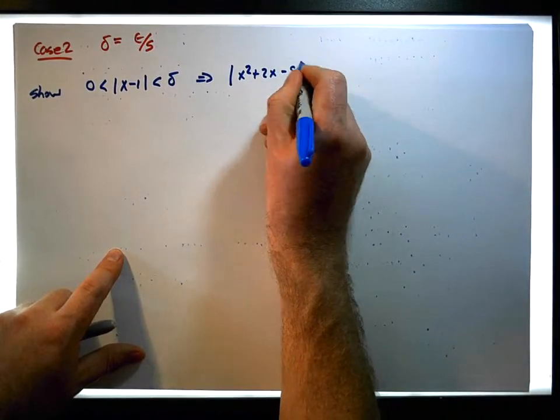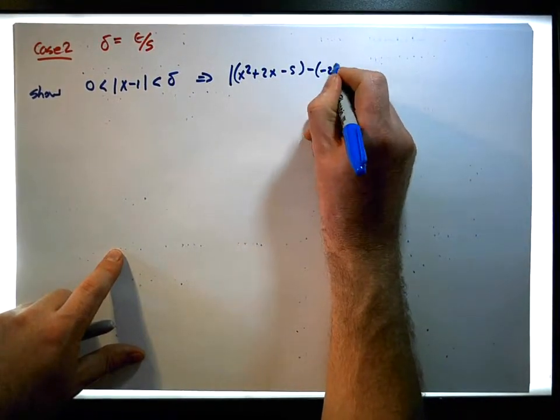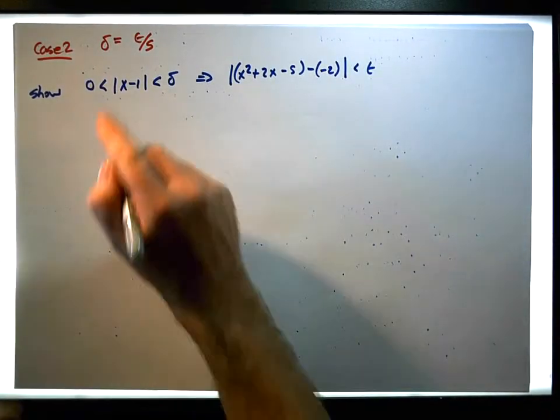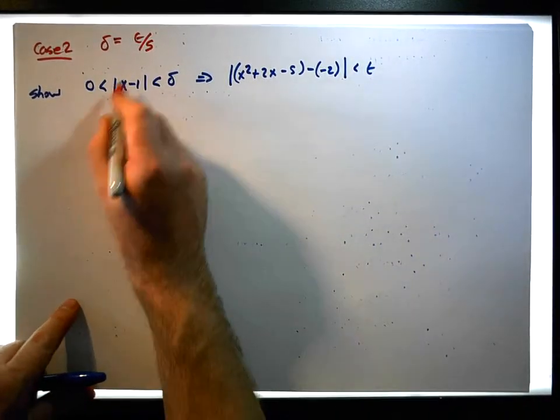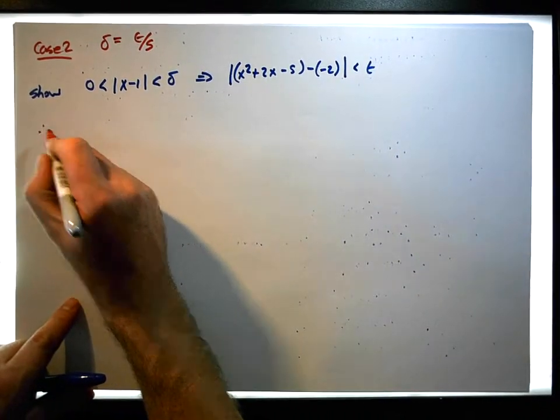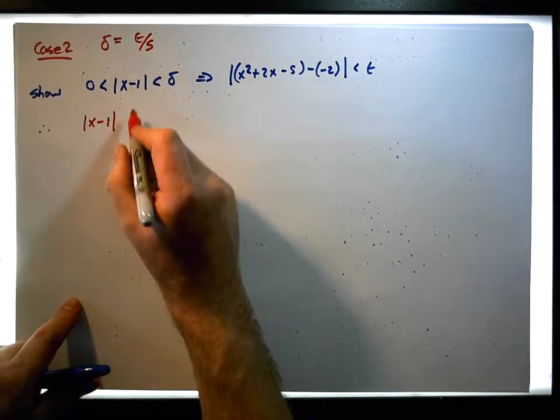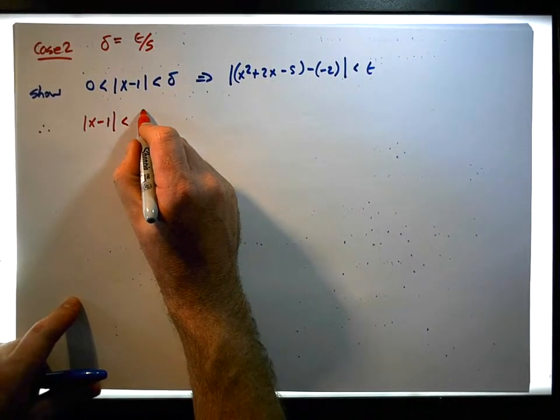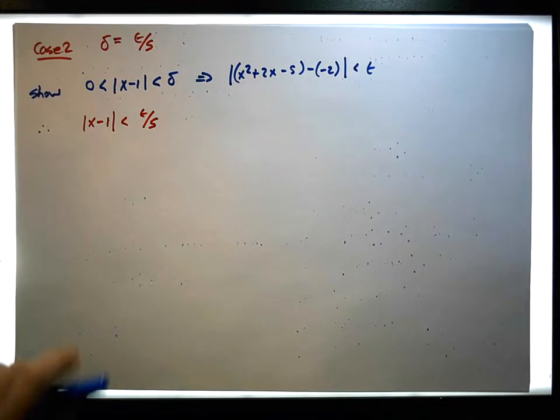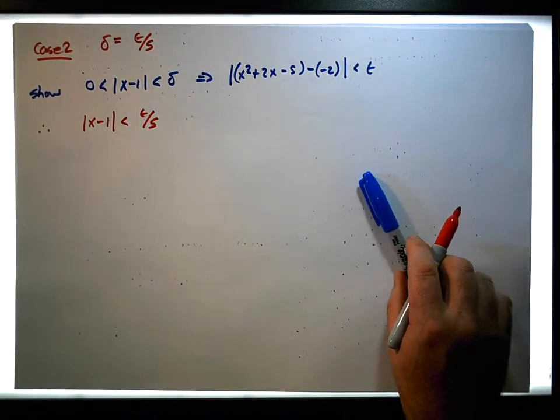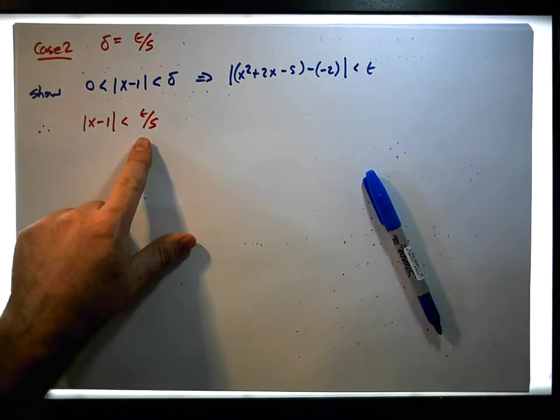|2x minus 5 minus minus 2| must be less than epsilon. Okay, so now we'll take our premise and we'll work it through. So therefore, what we have is that the absolute value of x minus 1 must be less than epsilon over 5. Okay, so the absolute value of x minus 1 must be less than epsilon over 5.